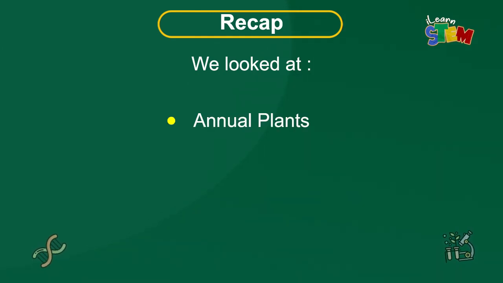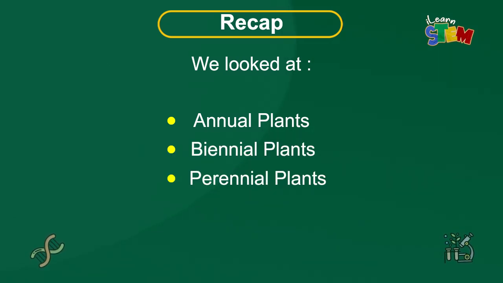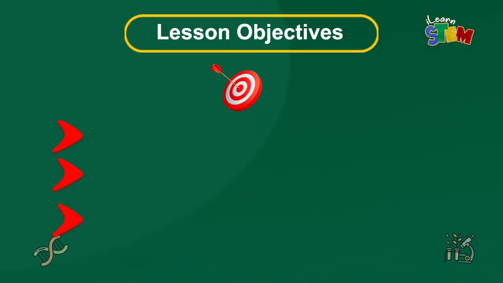First, let's review what we learned in our last class. In our last class, we discussed plants' classification based on their life cycles, such as annual plants, biennial plants, and perennial plants. Before we move ahead, let's look at the lesson objectives.